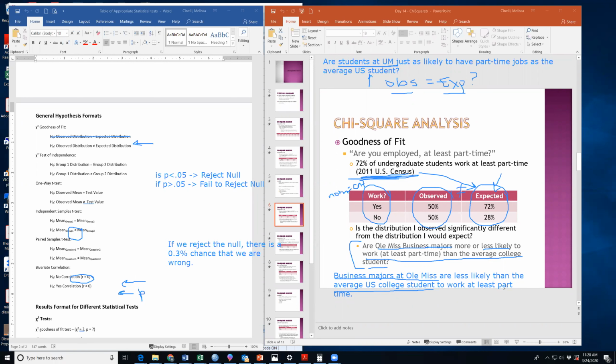All right, this is the outcome variable that I was interested in, whether or not they work. All right, so we had this question, are Ole Miss business majors more or less likely to work at least part-time than the average college student? We did the chi-square test. The chi-square test came back and said, based on the data, this is strong evidence to support that Ole Miss students are different than the average US college student. And because of that, we rejected the null. We had strong evidence, we rejected the null, we conclude they're different, right? And this is our conclusion in plain English over here.